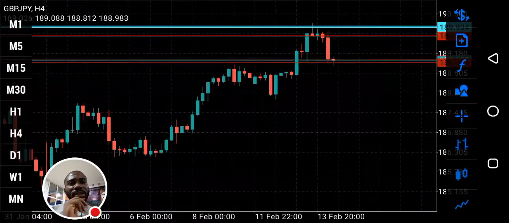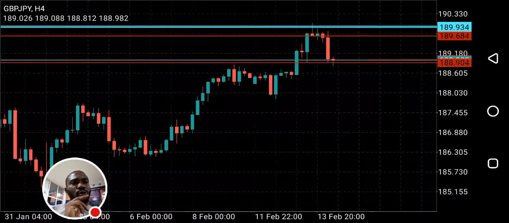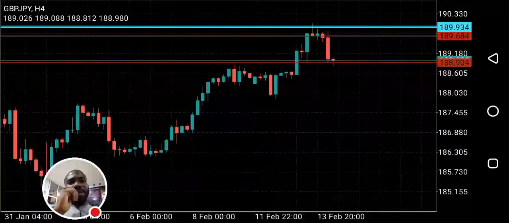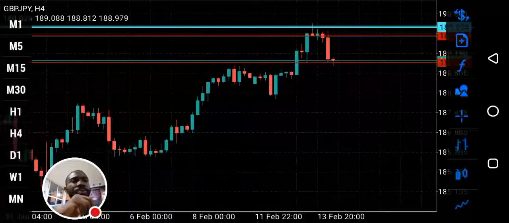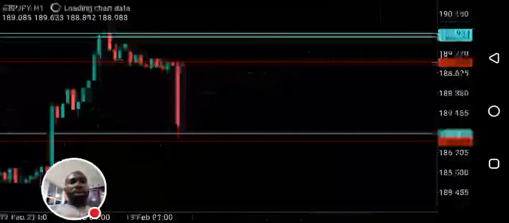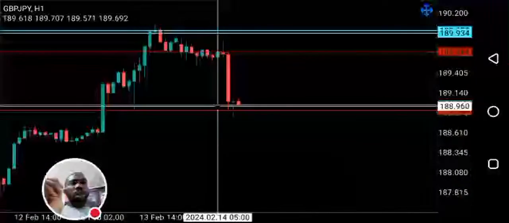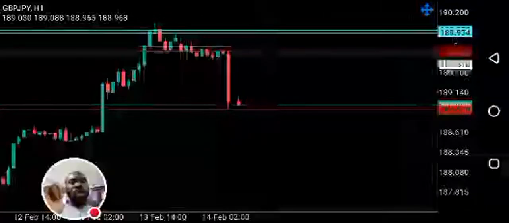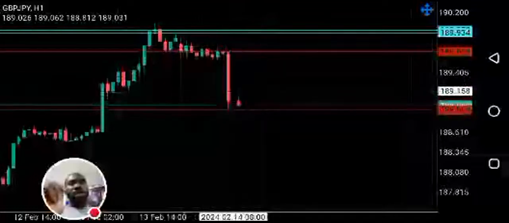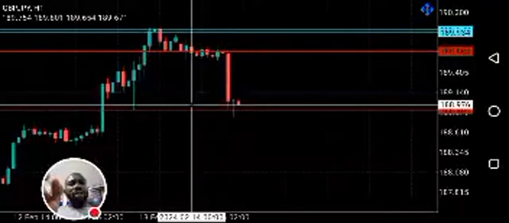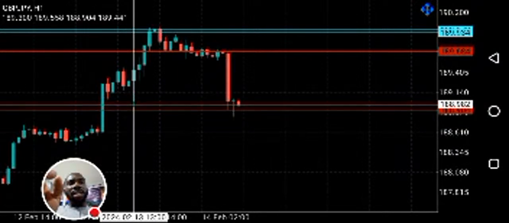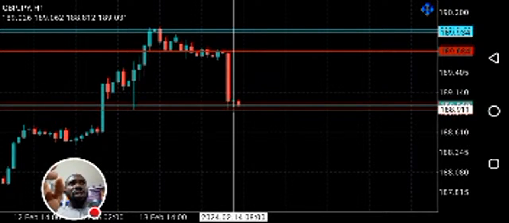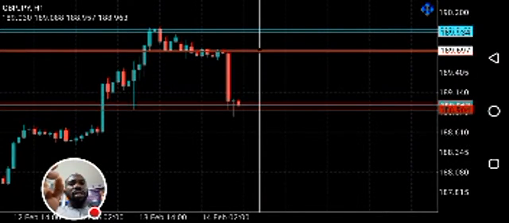So the bias on GBP JPY is bearish. Let's wait for a pullback to 189.68. You can see a doji has formed on the 1 hour time frame. So this is likely going to push price up, because the doji has formed after they cleared liquidity at this previous low. So it is likely this doji would push price up to this level.